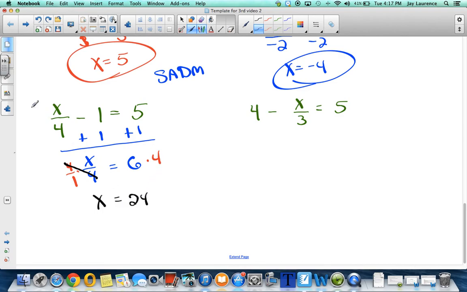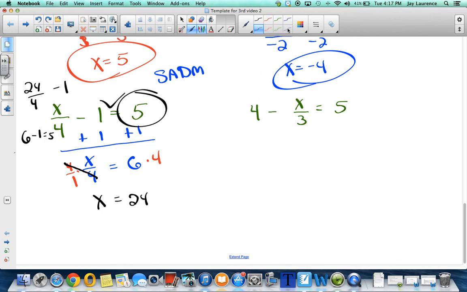Now, of course, we can check this. 24 over 4 minus 1. 24 divided by 4 is 6, minus 1 is 5. It checks. Yay for me.